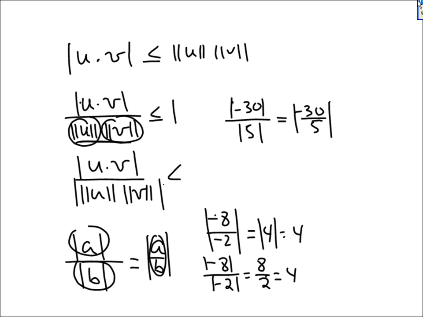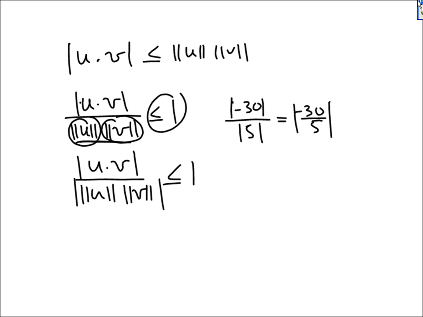Okay, this mess is less than or equal to 1 because I set it up there. Now, I'm taking the absolute value of the top, and I'm taking the absolute value of the bottom. That means I can take the absolute value of the whole mess. It's u dot v over the length of u times the length of v, absolute value of the whole thing.